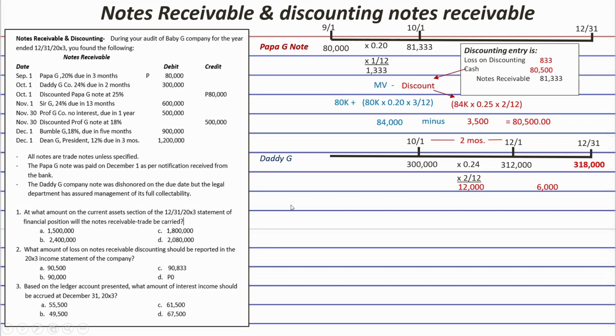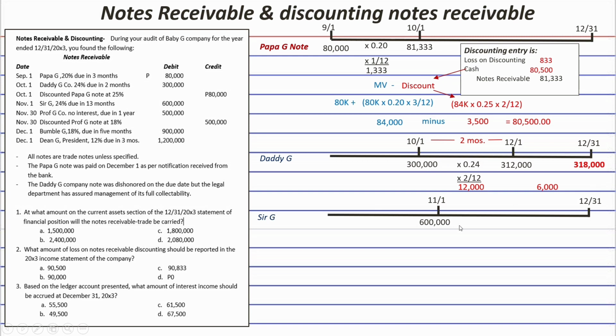As we have here, Sergey's note has a value of 600,000 on November 1 with an interest rate of 24%, which is due in 13 months. As you observed, there are no other twists like discounting or dishonor of notes receivable. So it is simple. We just plot this 600,000 on November 1, and then we just need to get the interest for 2 months, from November 1 to December 31.